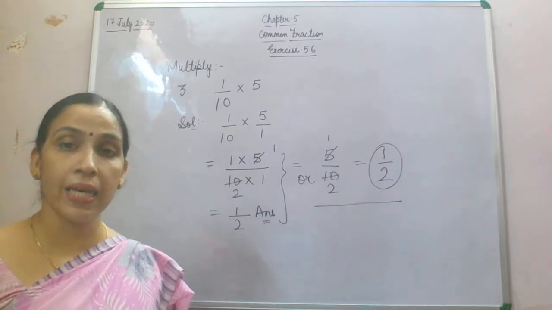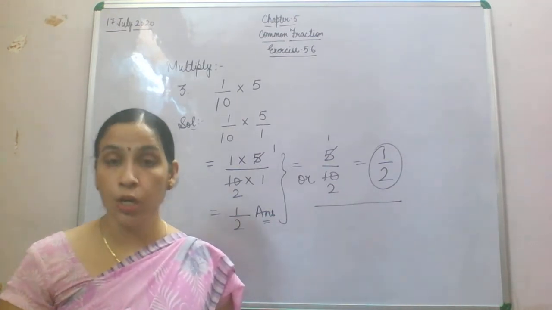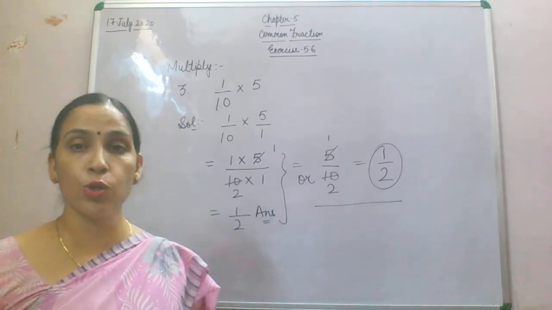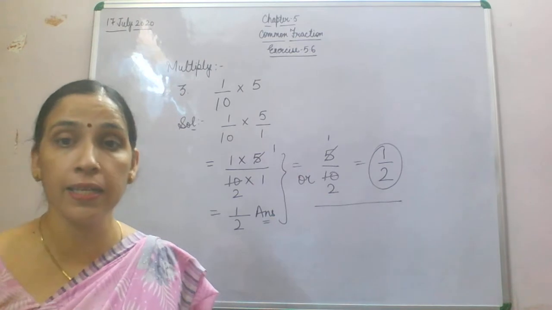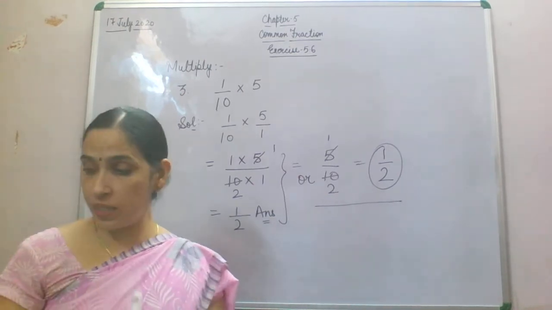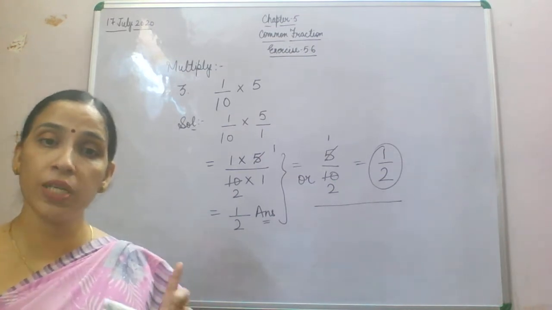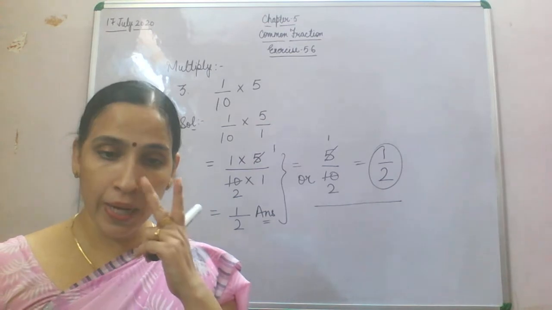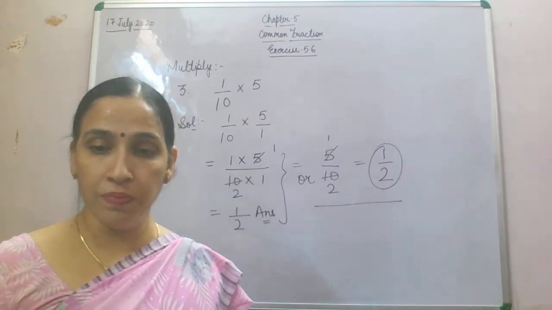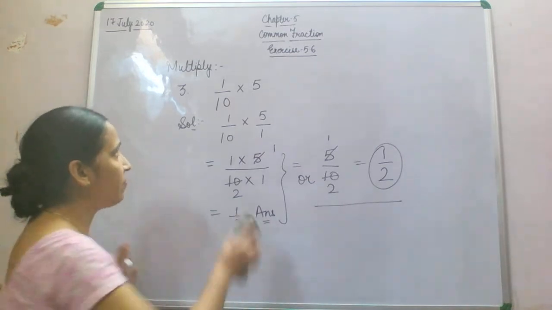But you cannot cancel numerator with numerator and denominator with denominator. Sometimes I have seen this also. Sometimes children get the common fraction, so they cancel the numerator with the numerator and the denominator with the denominator. You have to keep that in your mind. So it's quite easy.